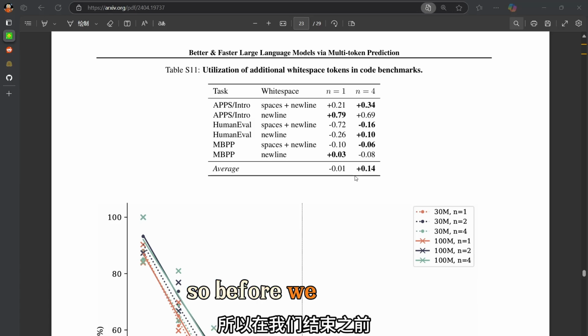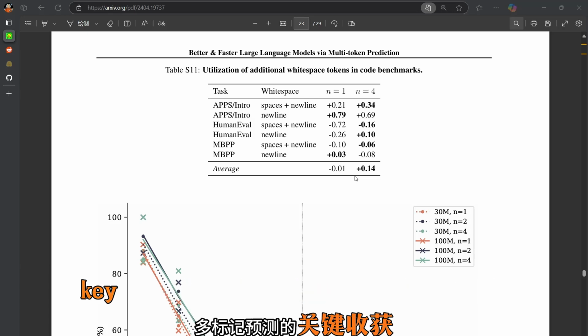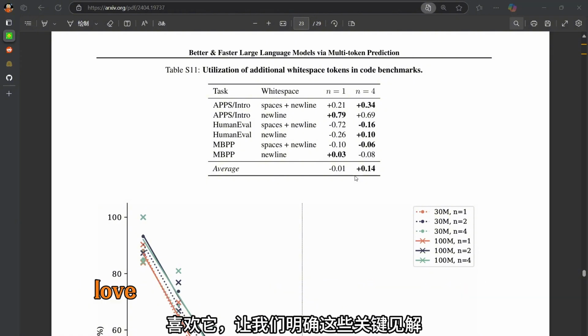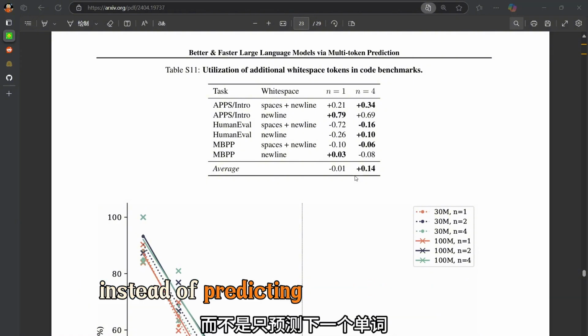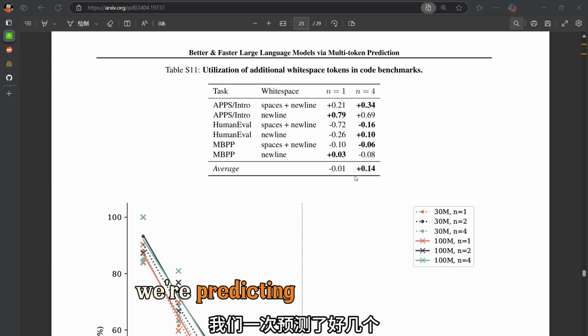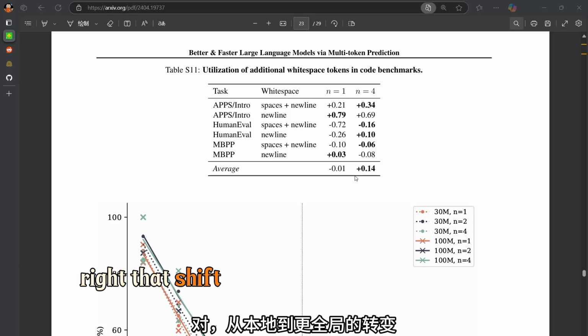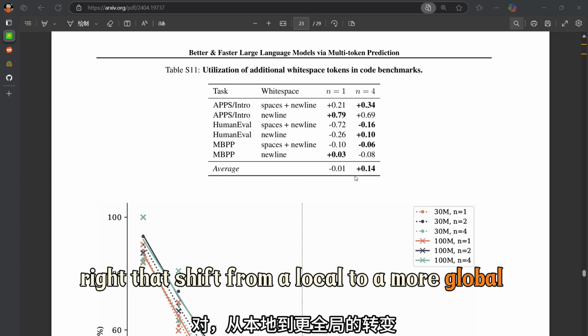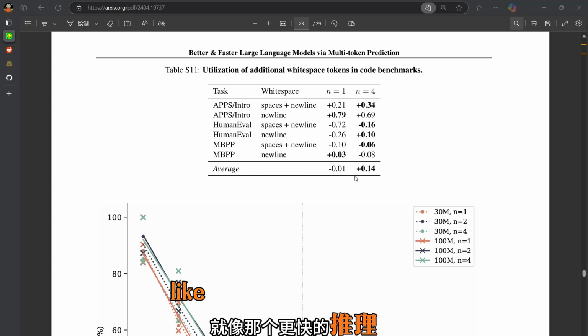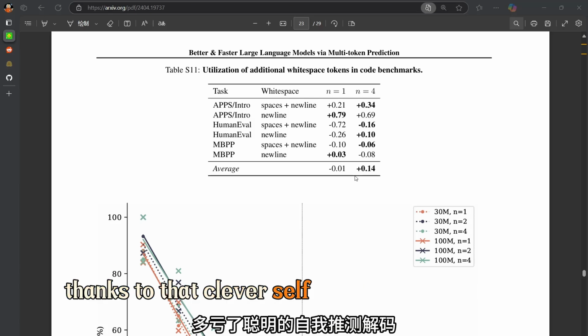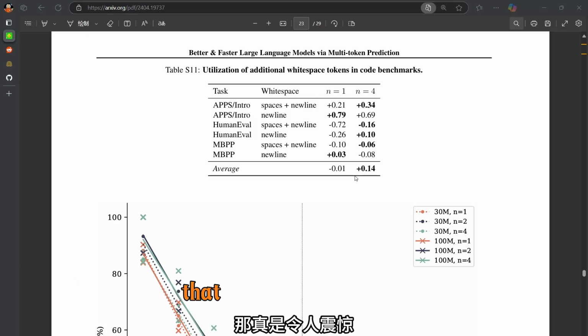Totally. So before we wrap up, let's do a quick recap of the key takeaways about multi-token prediction. Love it. Let's crystallize those key insights. Okay, so the core idea is that instead of predicting just the next word, we're predicting several at once, right? Bingo. That shift from a local to a more global view seems to be driving all the impressive benefits we've discussed. Like that faster inference, thanks to that clever self-speculative decoding, that was a mind blower.